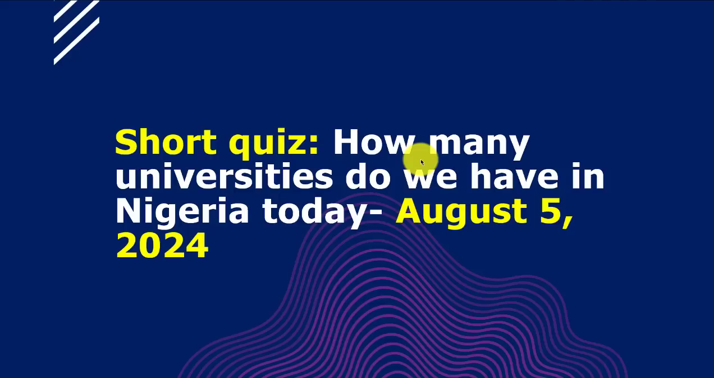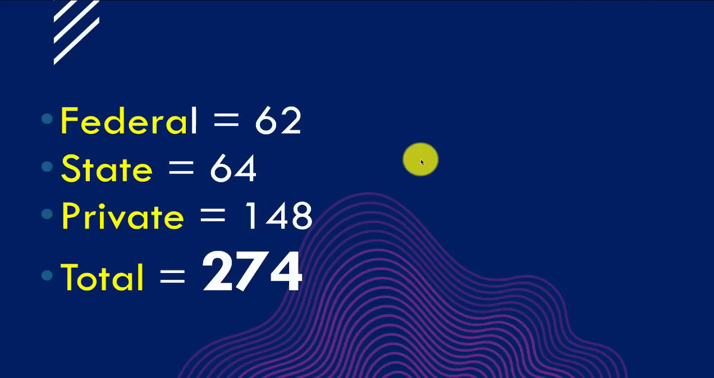Hey, I can see some hands up. But most of the hands are from NUC, so they know the thing. They are our NUC participants. But let me tell you what the universities are. The distribution is: federal universities, we have 62 of them. State universities, 64. Private universities, 148. Together, today, 5th of August.